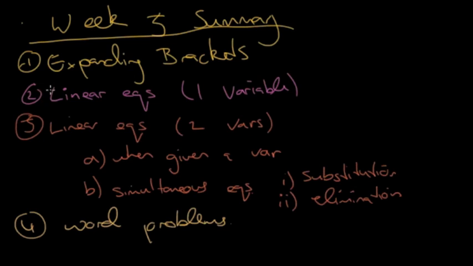The next thing we'll look at is linear equations with just one variable. Then we'll look at linear equations with 2 variables, and we'll look at solving them in 2 cases. The first is when you're given the value of one of the variables. The second is when you're not given the value of either of the variables, so we can use simultaneous equations in that case, and we can use substitution and elimination depending on the situation. Then we'll just have a quick look at word problems. So let's get started with expanding brackets.